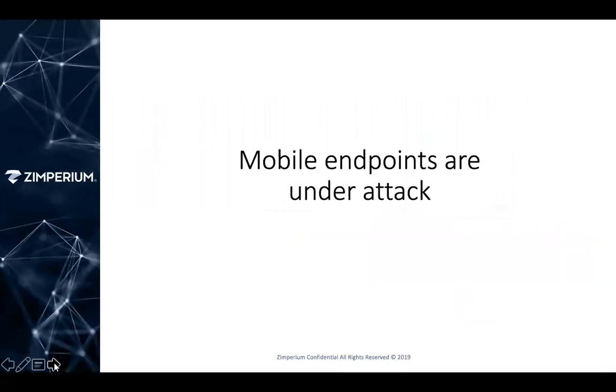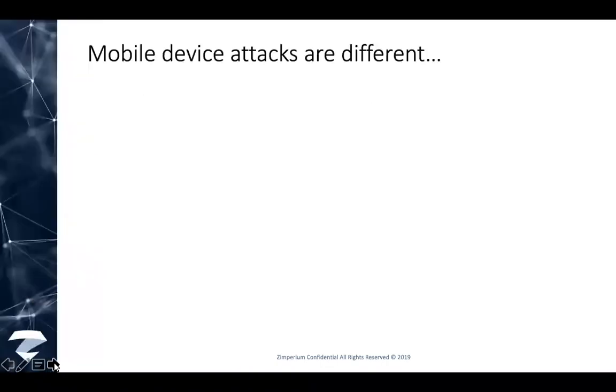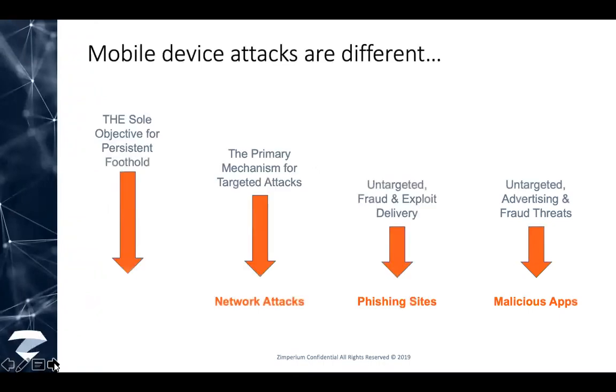But are they under attack? I already pointed out that 100% of our customers have detected attacks on mobile devices. But what exactly are the attacks? Well, there's 4 primary attack vectors, all sorts of nuances within here.